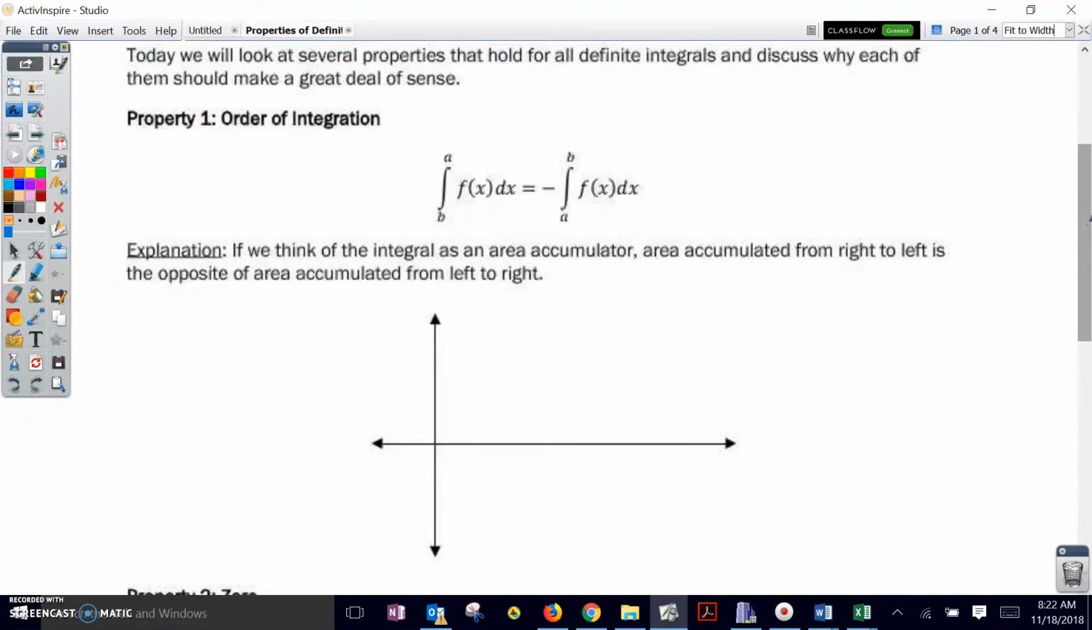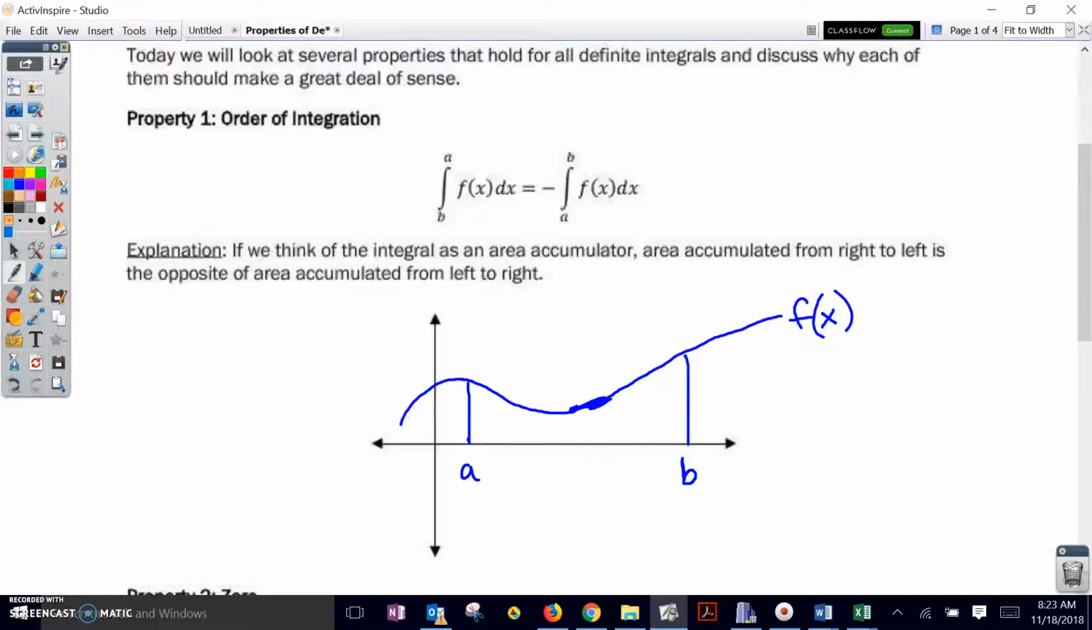Our first property here deals with order of integration. And the property says that the integral from b to a of f of x dx is equal to the opposite of the integral from a to b of f of x dx. And so suppose I have some function f of x that's strictly positive and continuous, although my stylus was not being particularly friendly with allowing me to show that. And I have endpoints for a definite integral at a and b.